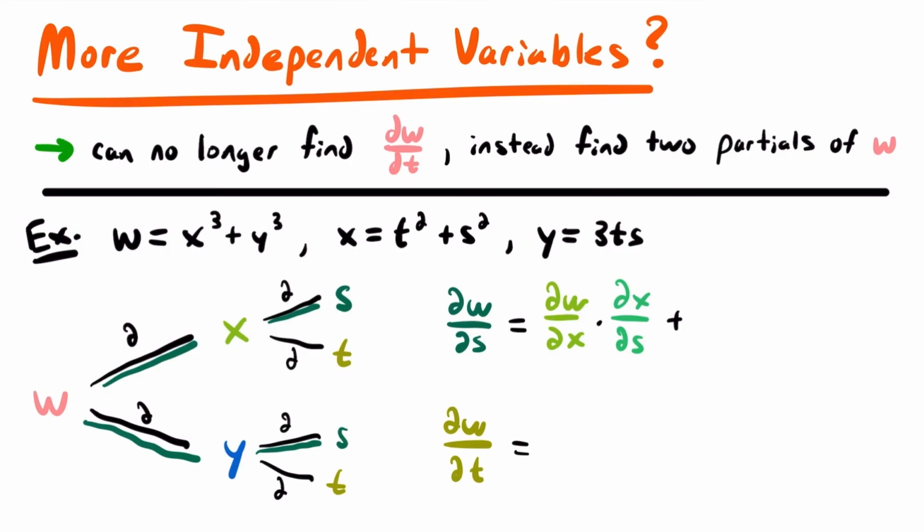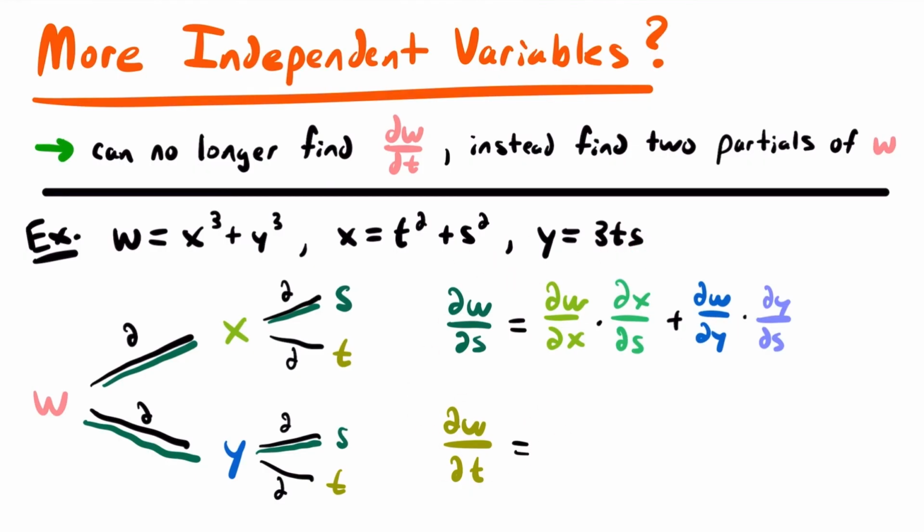We have to consider all pathways that we can take to get to s within this tree. We already took care of one of them. Now let's take care of the other. So we'll have a partial of w with respect to y. So we'll write that in here. And then that will be multiplied by a partial of y with respect to s. So we have a partial of y with respect to s. And that completes our first equation, or first formula, for the chain rule here when working with two independent variables.